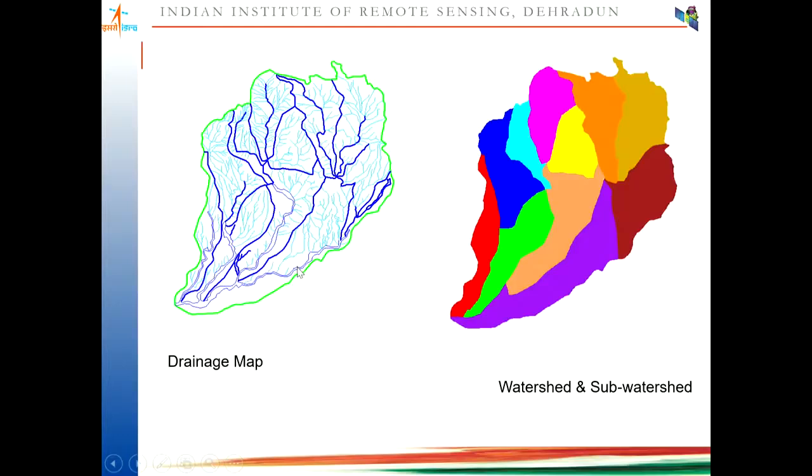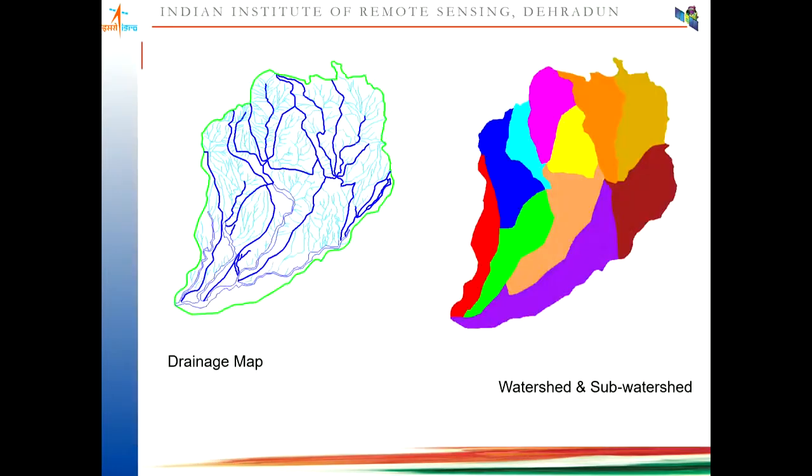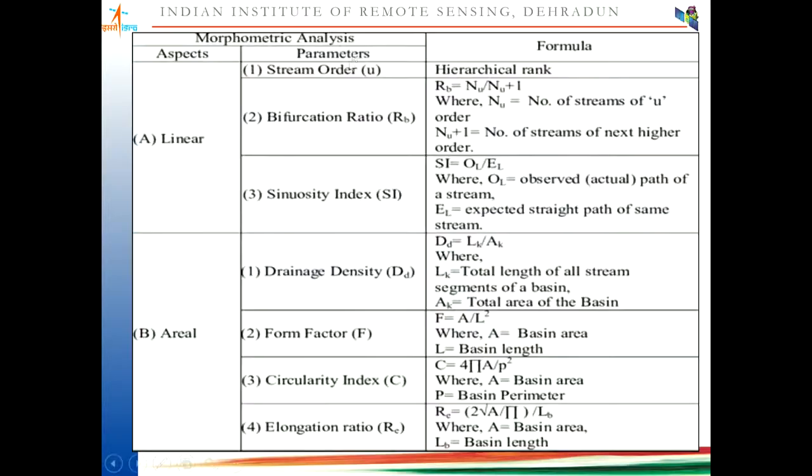The entire area is one watershed, and its further division is the sub watershed. Earlier we were picking up this drainage map from a topographical map, but now you can generate this drainage map with the help of your digital elevation model. So we will see that in other slides.